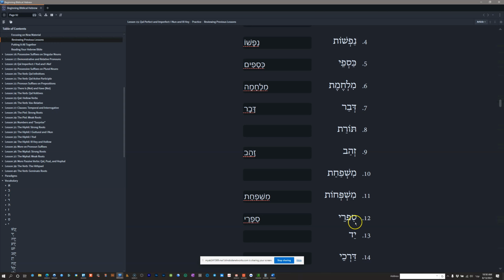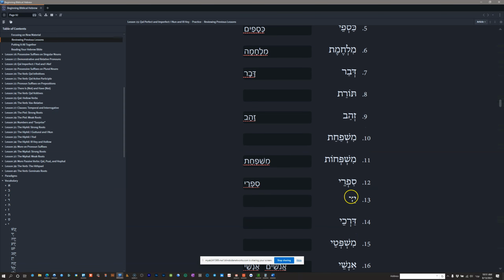Number 12, we've got sifrei. Sifrei is masculine plural construct. Masculine plural absolute would be sefarim. So the shva would be under the samek, then we'd get a kametz under the pei, and then the hirik yod mem. Number 13, yad. This is construct because the absolute, I'm pretty sure, is yod kametz dalet. Let's double check. Yeah, yod kametz dalet right there.